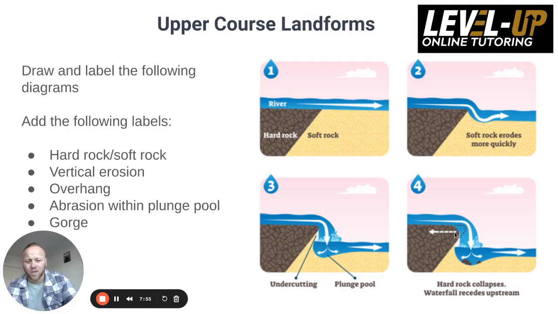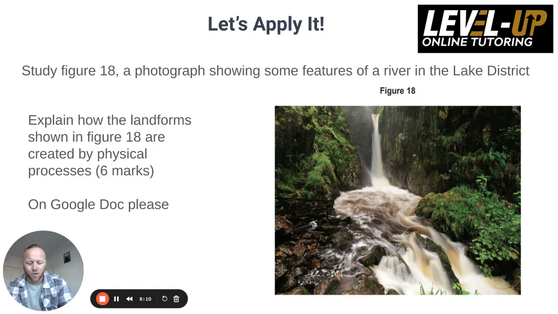Eventually, this process will just keep on repeating. Plunge pool will get deeper, more undercutting, overhang will continue to collapse, and the whole waterfall will migrate upstream, and this will leave behind a steep-sided valley gorge.